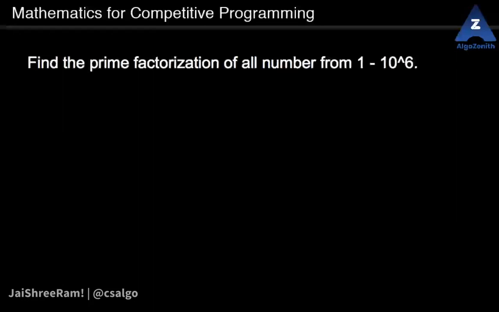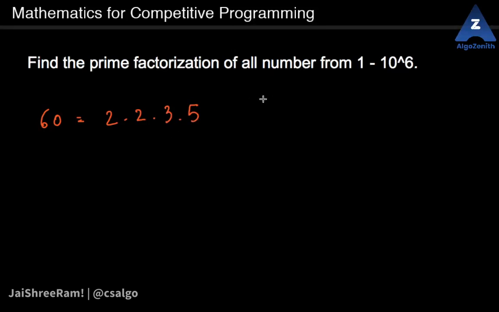Hi, in this video we'll be talking about another prime factorization technique. So let's say you need to find prime factorization for all the numbers from 1 to 10 to the power 6. Before we talk more about the problem, let's quickly revise what prime factorization is. The prime factorization for 60 would be 2 into 2 into 3 into 5. So it's basically decomposing it into primes.